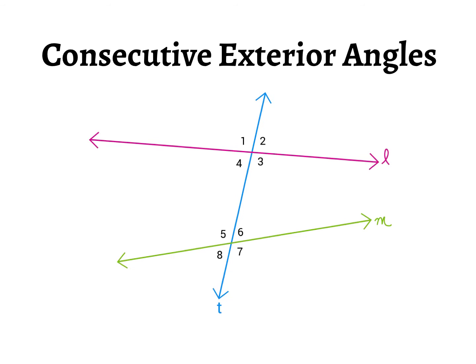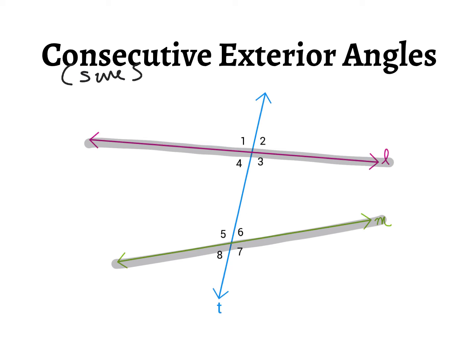Very similarly, consecutive exterior, now instead of dealing with angles that are on the inside, we're dealing with angles that are on the outside. So, just like the previous example, this means same side. So I'm looking at the blue line as a reference. Which angles are on the same side, but also on the outside? I'm looking at the transversal. They have to be on the same side of the transversal. So angles like 1, 4, 5, and 8 are on the same side. They're all on the left.